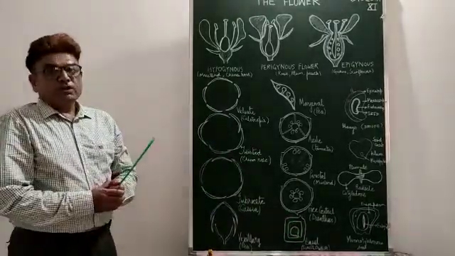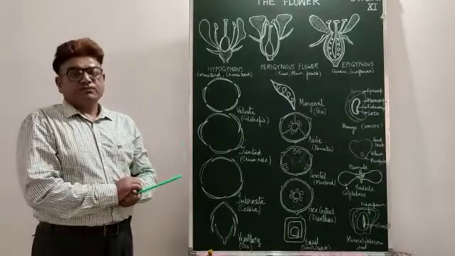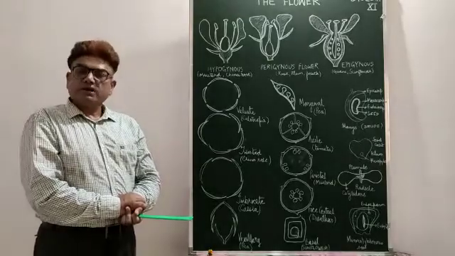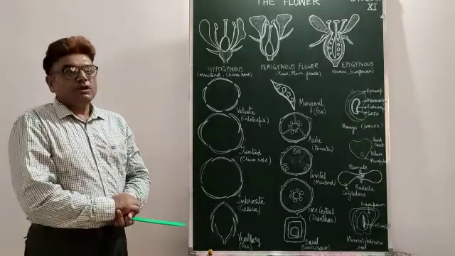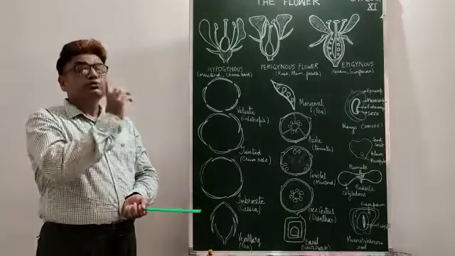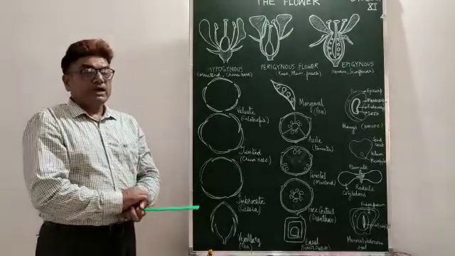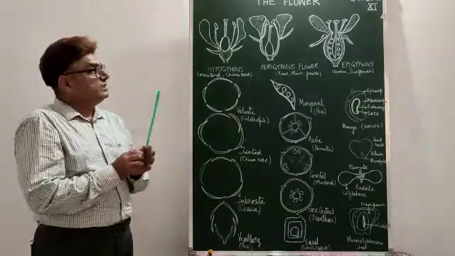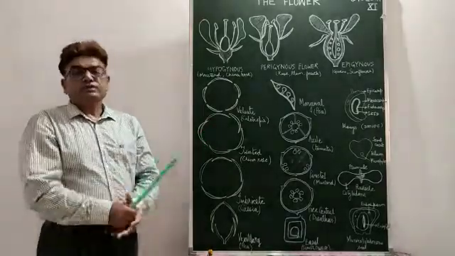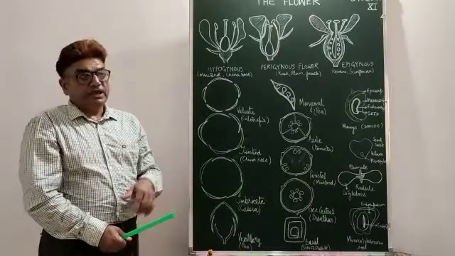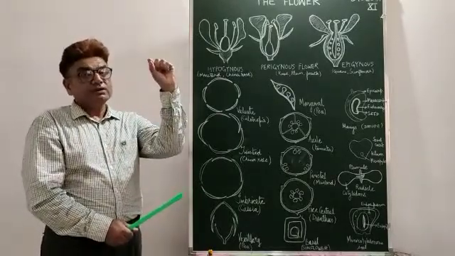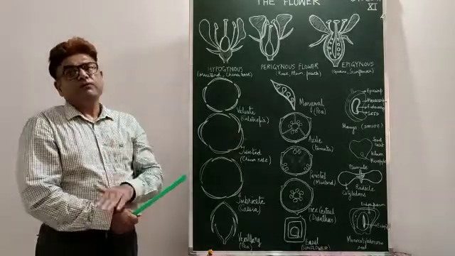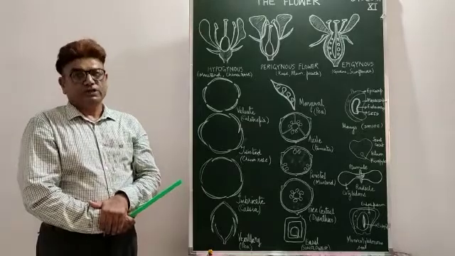Now one more thing, the floral axis. The arrangement of flowers on the floral axis is known as inflorescence. If the main axis continues to grow and the new flowers are borne on it in an acropetal succession, that type of inflorescence is known as the racemose inflorescence. And if the main axis terminates into a flower and the new flowers are borne in a basipetal order, that type of inflorescence is known as the cymose inflorescence.